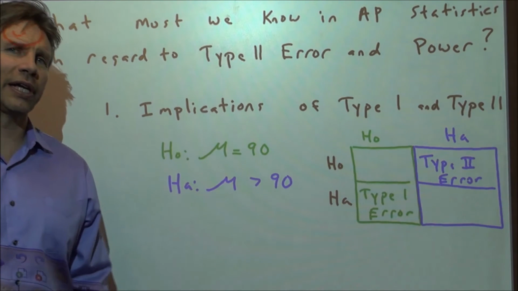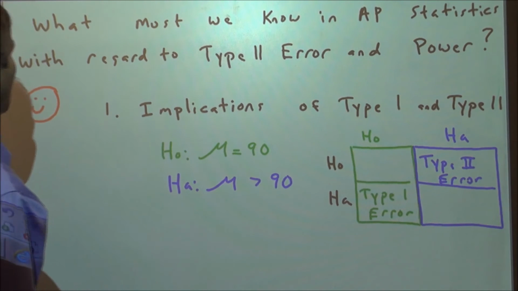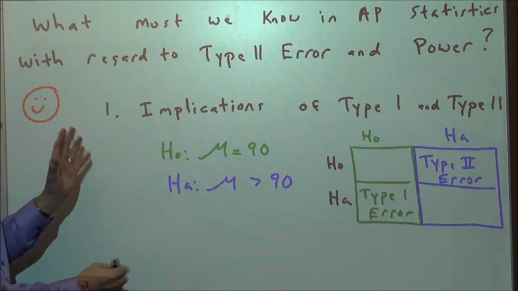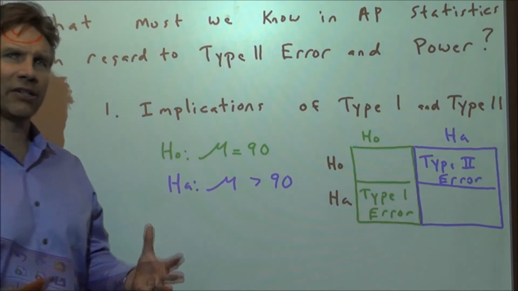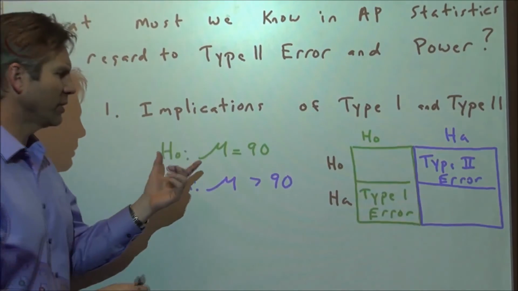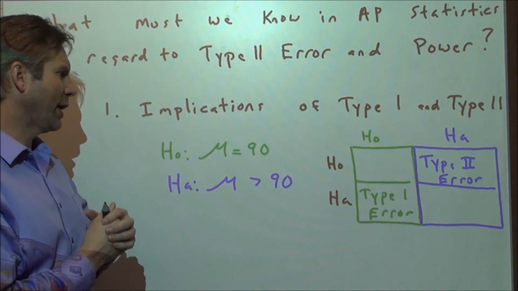What must we really know in AP statistics with regard to type 2 error and power? Well, number one is just know the implications of the two. Type 1 error, type 2 error. So here it is. Remember our situation right here.